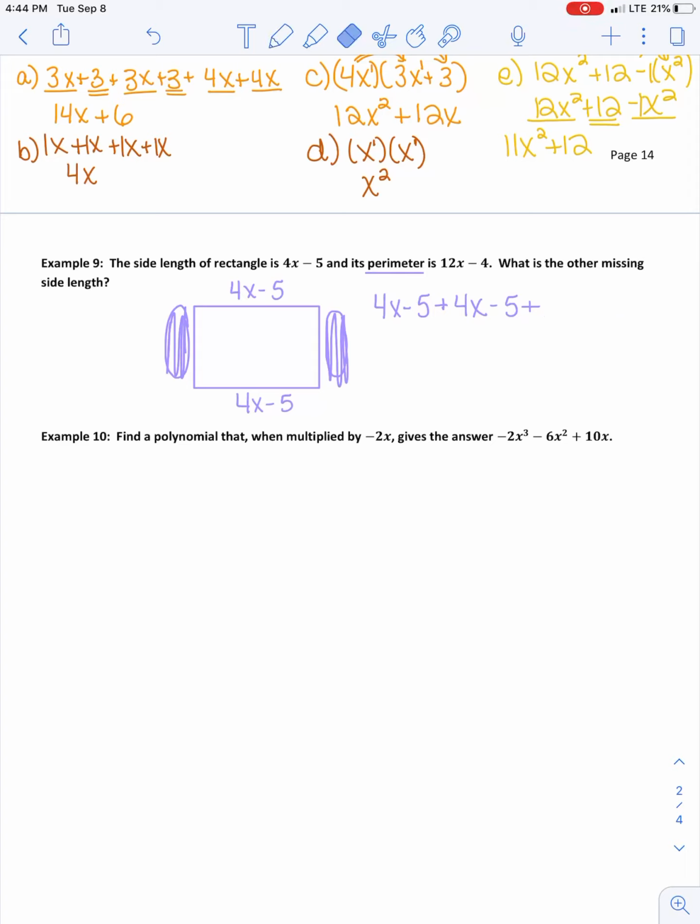So hold on, let me make this a little smaller so I can fit everything. So we have plus a blank, and that's going to equal our perimeter, which it tells us is 12x minus 4. Okay, so I'm going to go ahead and combine what I can. So I have the 4x and the 4x, which combines to be 8x. And I also have -5 and -5, which is -10. Okay, I'm still going to put those blanks in there.